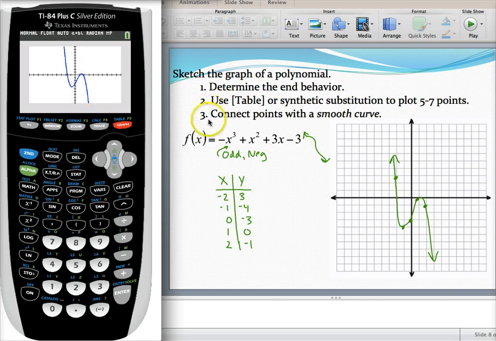So step 3, use a smooth curve. You don't want to have sharp points in these polynomials. They should be smooth curves, connecting those points as best you can. Add arrows to the top and bottom because those graphs do go on forever. And there's going to be a lovely sketch of a polynomial graph.